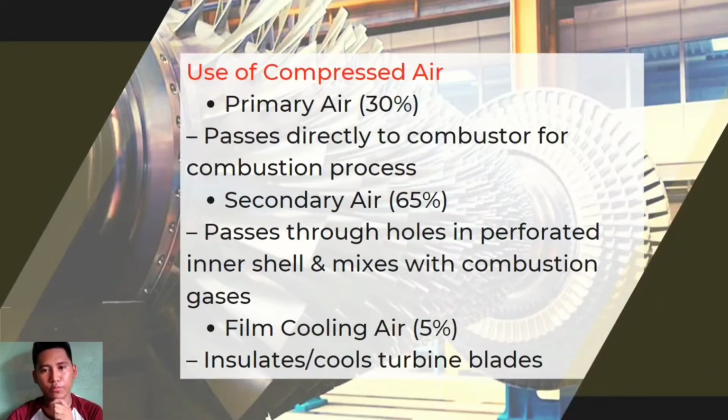Use of compressed air. Primary air, which is 30%, passes directly to the combustor for the combustion process. The secondary air, which is 65%, passes through the holes in perforated inner shells and mixes with combustion gases. The film cooling air, which is 5%, insulates or cools the turbine blades.